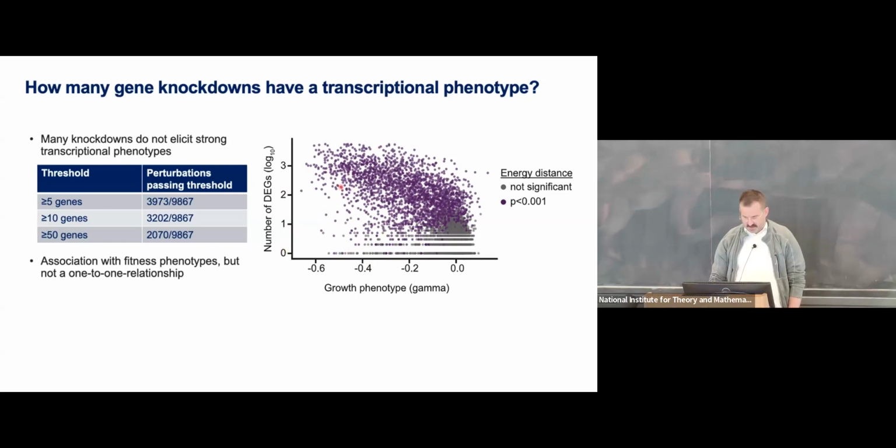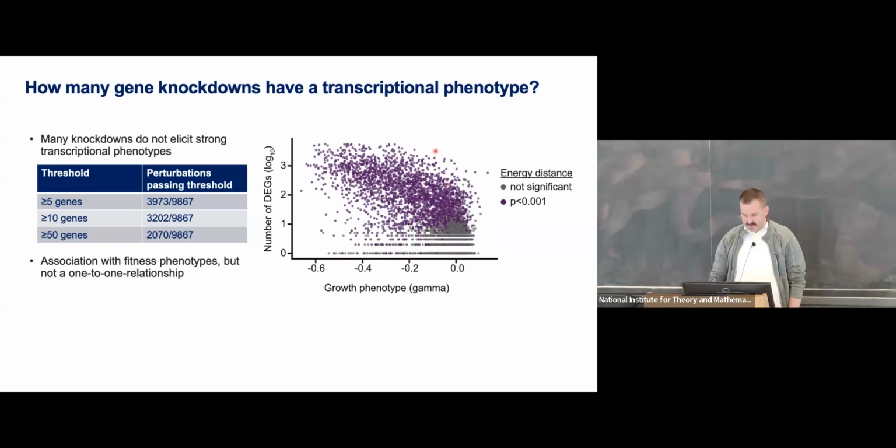We can see that there's also an association between having a growth defect and a transcriptional phenotype. That makes sense. Essential genes have strong effects all over the place. And we can see that these things are not completely concordant with each other. These are things that have strong fitness phenotypes, but no transcriptional phenotypes. That's because they're dropping out of the experiment.